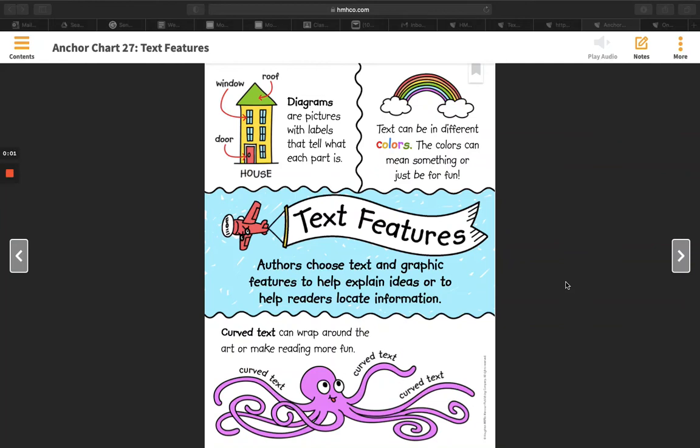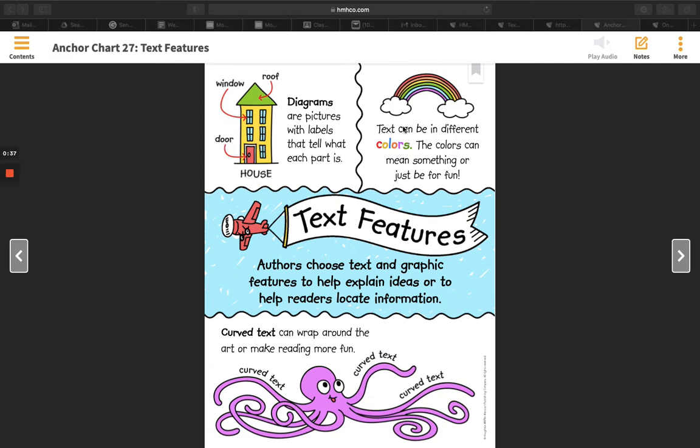Our skill for our story today is going to be text features, and you have heard me say that word a lot. Text features are features that are in your book or in some books that help explain ideas or help you locate information. You might see a diagram, and a diagram is basically a picture with labels that tell what part it is. So you have a house and you have a label for a roof, a window, a door, and it tells us that this is a house.